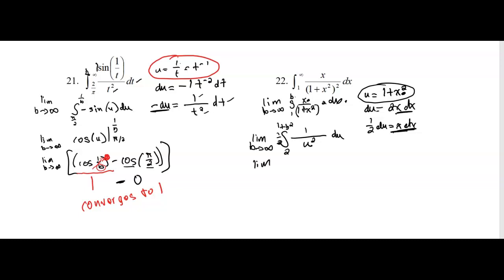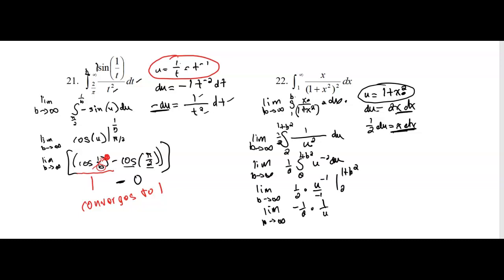Let me rewrite that one more time with a negative exponent. So we now want the limit of this integral as the b goes to infinity. So we write that as u to a negative 2. We'll go through now our antiderivative, that whole process. So this would be u to a negative 1 over negative 1 from 2 to 1 plus b squared. So this would be negative 1/2 times 1 over u.